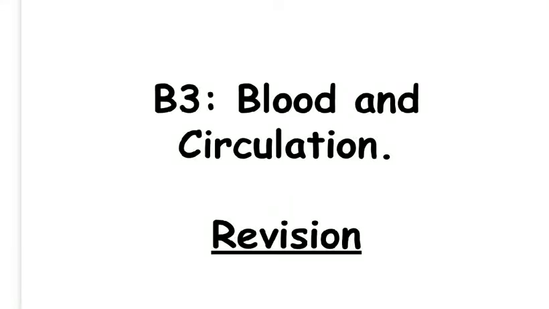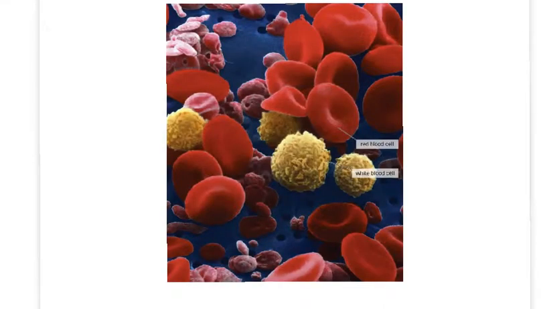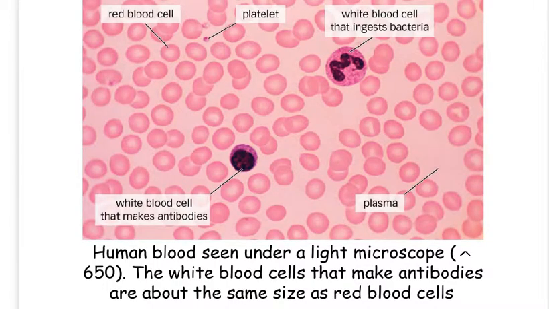This is the revision video for Unit B3, Blood and Circulation. What is blood made from? There are four main components of blood. These are red blood cells, white blood cells, platelets and plasma.